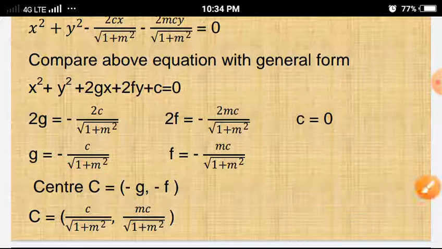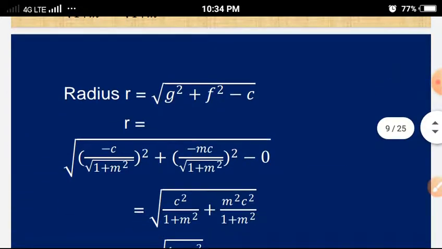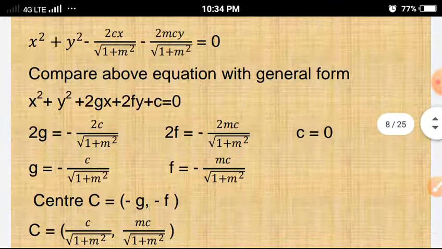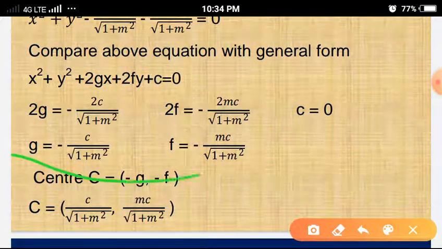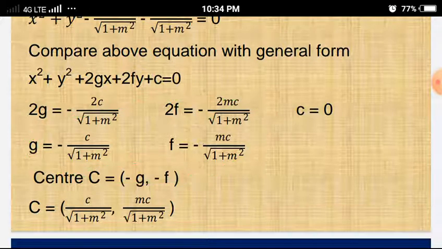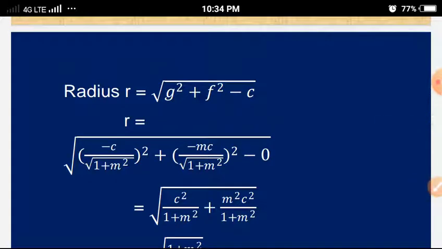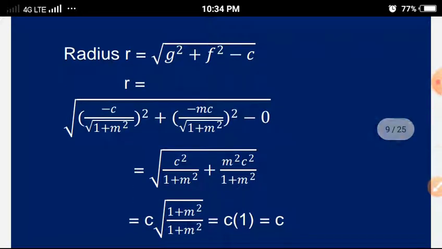Next, we have to find the radius of the circle. The formula for radius of the circle is square root of g square plus f square minus c. Here we have the g and f values. By using these two values, we find the radius. We know that g is equal to minus c divided by square root of 1 plus m square, plus f is equal to minus mc divided by square root of 1 plus m square, whole square. We know that c is equal to 0. After squaring, minus of minus square is equal to plus c square.